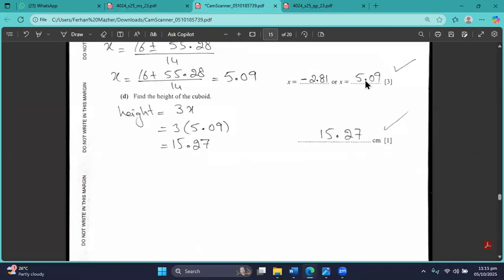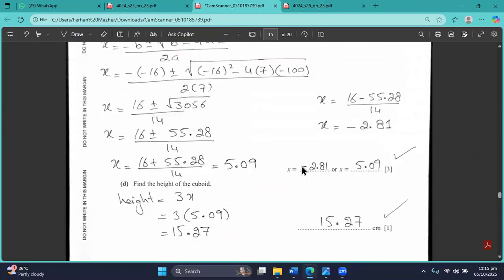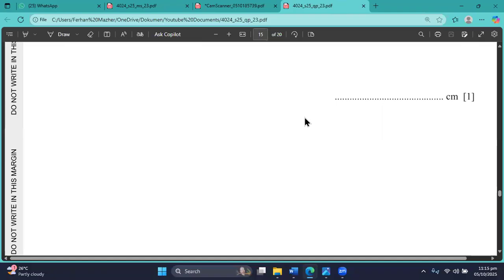We have taken this x value. This x value we have neglected. Okay. So this is how this part is done. Okay, now we are going to the next question.